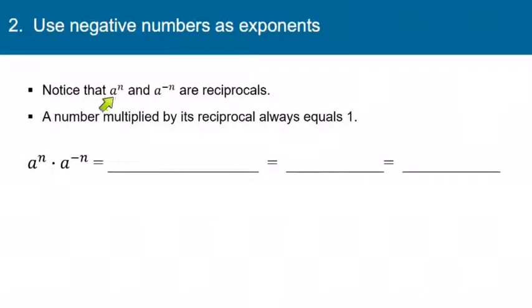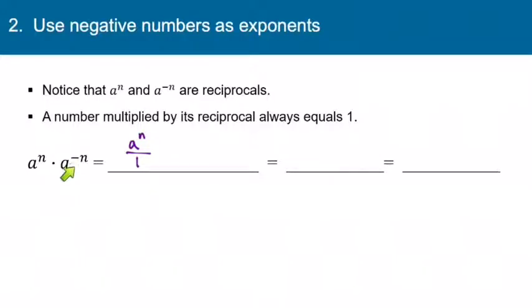Now notice that a to the positive n and a to the negative n are reciprocals. And we know that a number multiplied by its reciprocal always equals 1. So we should expect that when we do a to the n times a to the negative n, that product should be 1. Let's see what happens here. So I'm going to write both of these in fraction form. This a to the n does not show a denominator, so I can write this as a to the n over 1.